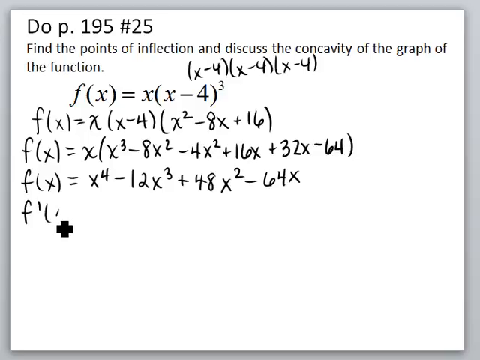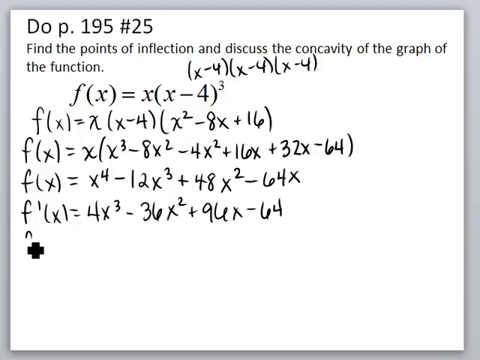So the first derivative ends up being 4x cubed minus 36x squared plus 96x minus 64. My second derivative is 12x squared minus 72x plus 96.